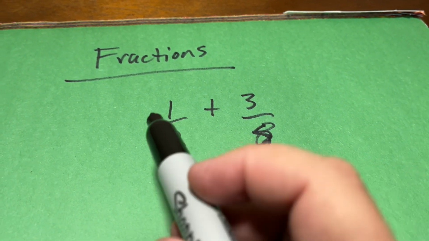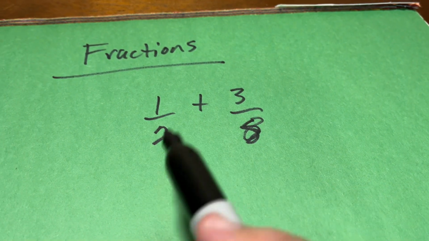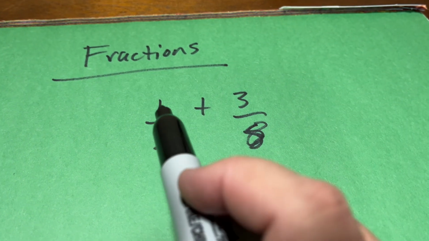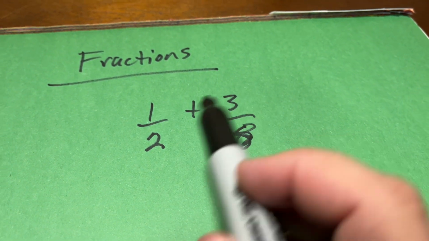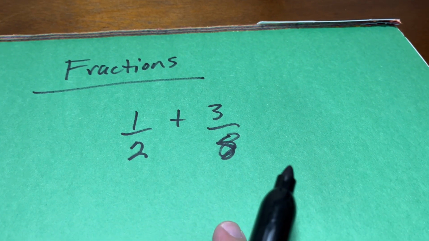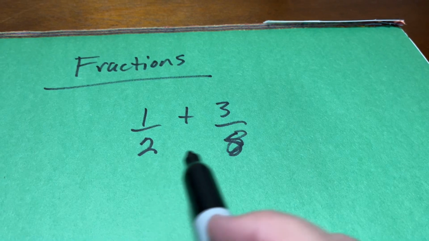So when you add fractions, one thing you need to remember is you can't add straight across. That will not give you the correct answer. The temptation is to try to add 1 and 3 and add 2 and 8, and what I'm saying is that's not how you add fractions. So you have to find a common denominator. They have to have the same number on the bottom.